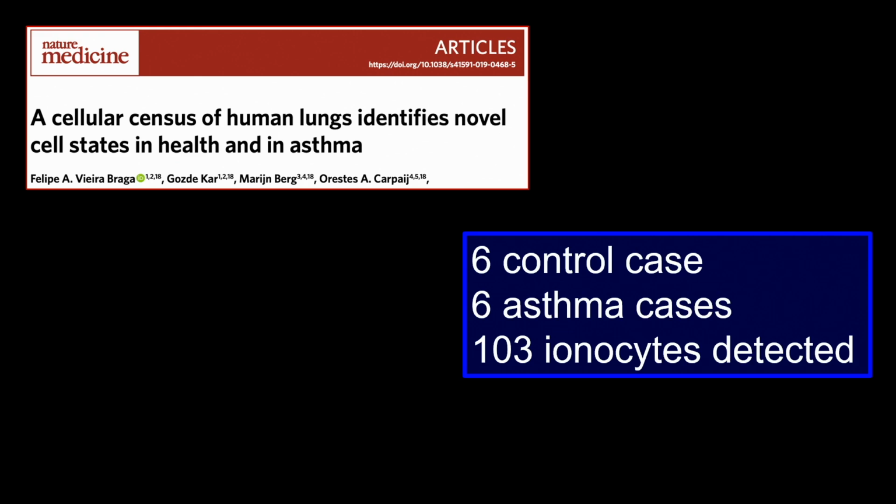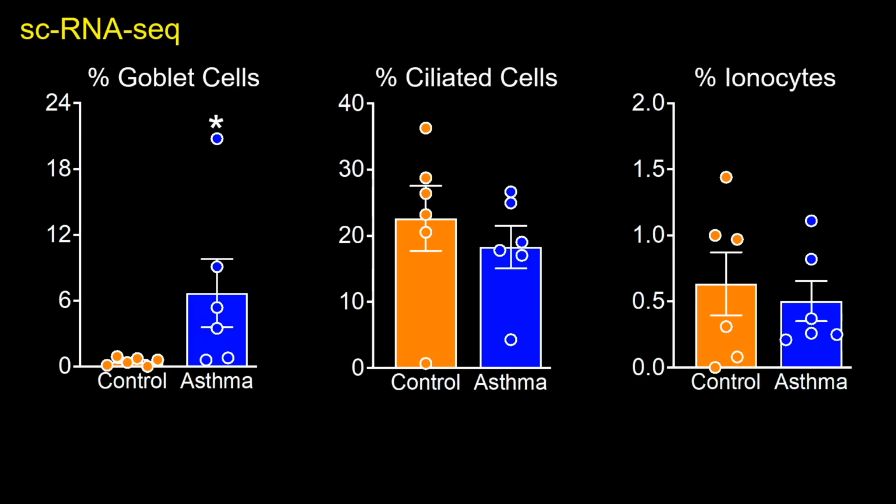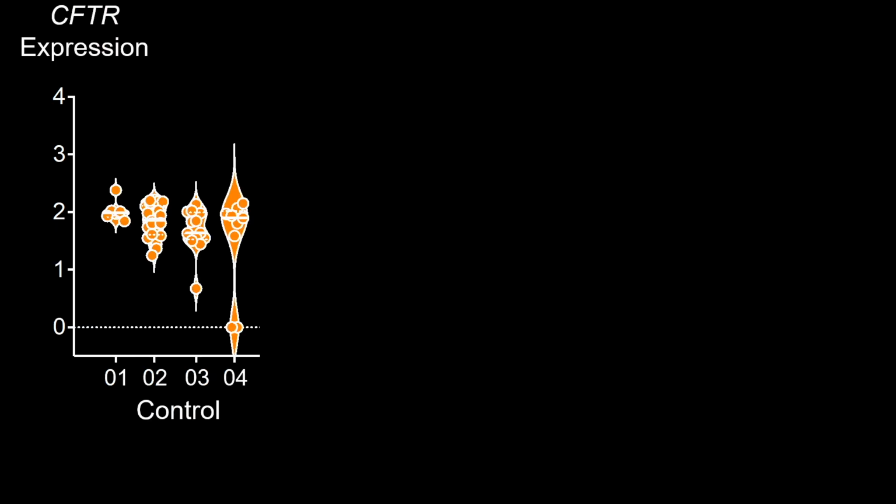So our second approach was to go back to this single-cell data set and reanalyze it with the specific question of looking at what happens to CFTR expression on ionocytes. So in this series, there were 6 control cases, 6 asthmatic cases, and in total, 133 ionocytes detected or studied from all of these biopsies. So if we first look at the baseline characteristics, again, more goblet cells in asthmatics, a trend toward fewer ciliated cells in asthmatic samples, and maybe a slight trend toward fewer ionocytes in the samples from asthmatics.